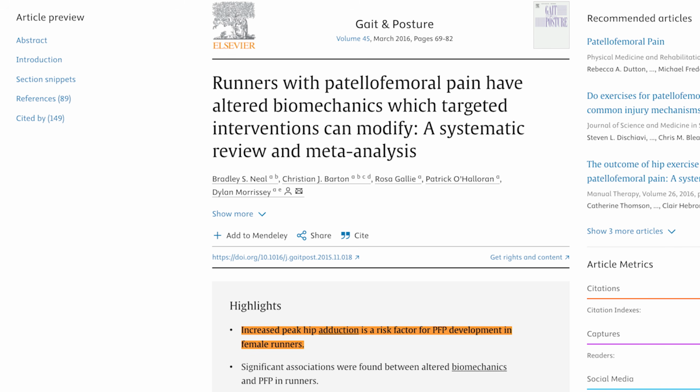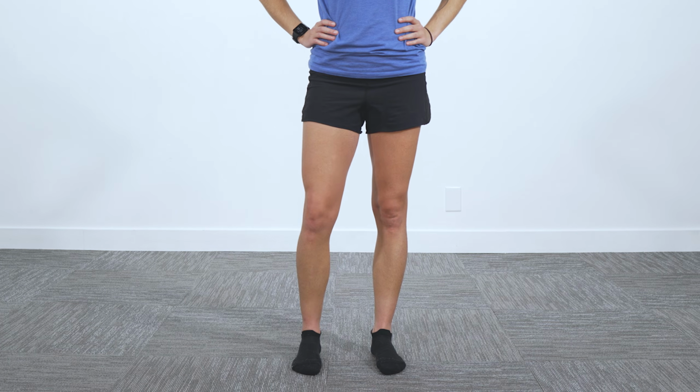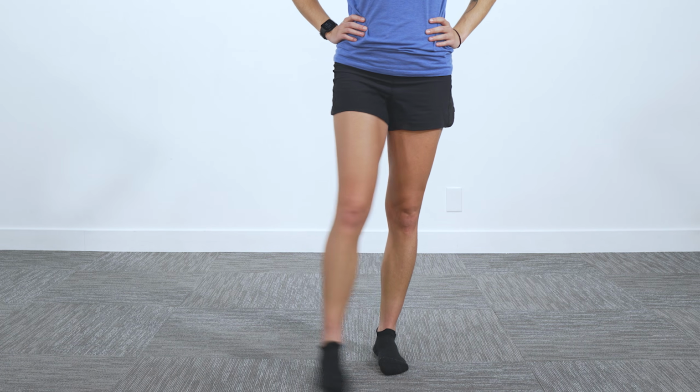According to this great study from 2016, increased peak hip adduction is a risk factor for patellofemoral pain development in female runners. When they say hip adduction, this is what that looks like. It's the leg going towards the midline of your body. What this means is that areas around the knee, such as the hip, the core, the ankle, and the foot, are huge players in PFP.